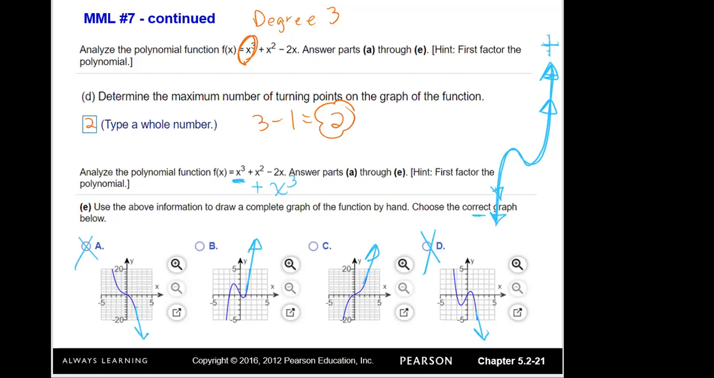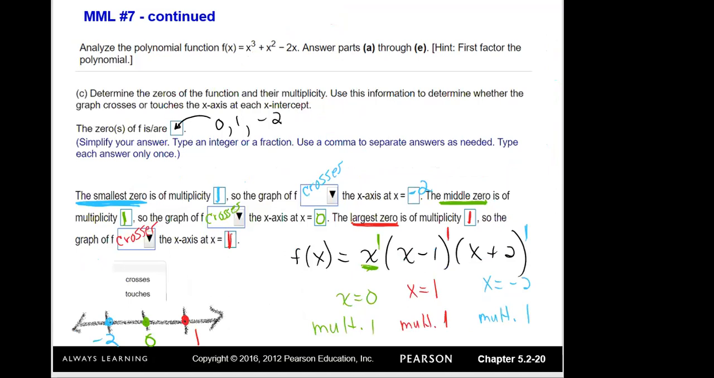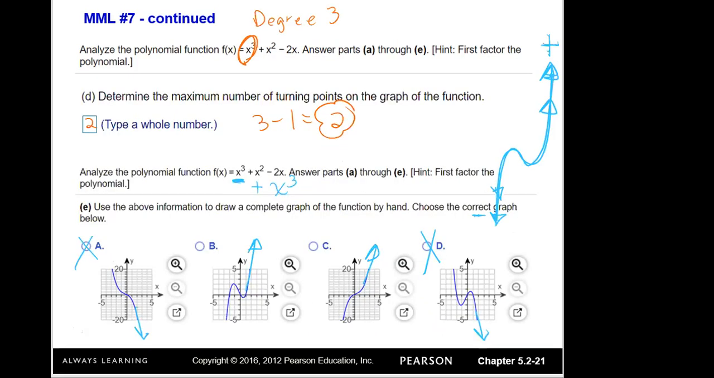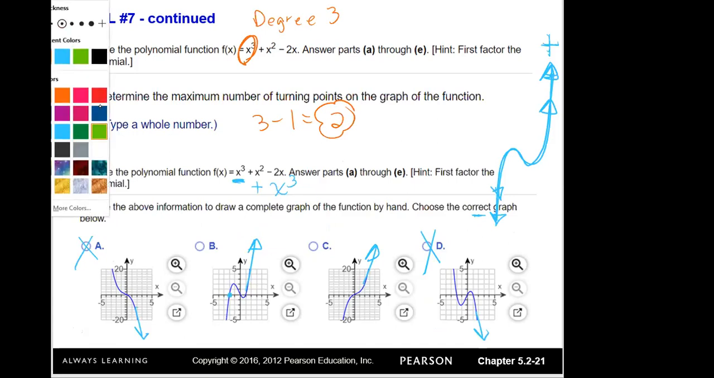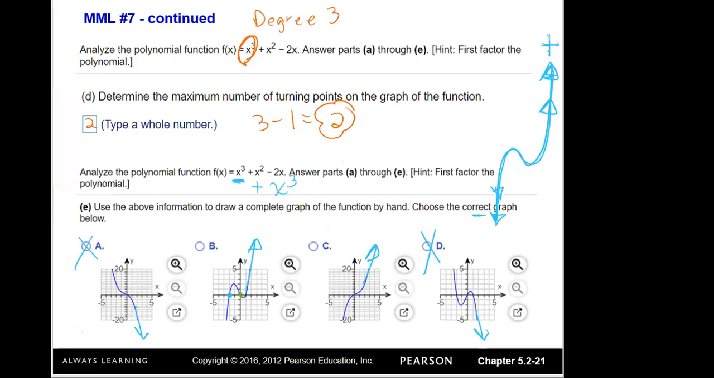At most, you have 2 turning points. B has 2 turning points. C actually doesn't have any turning points, which is possible. But I know that this thing should cross the x-axis at -2, 0, and 1. Crosses at -2 and 0 and 1. We have our winner. It's choice B. The only thing C does, it looks like it crosses at the origin, but that's it. And that was my last slide for 5.2.